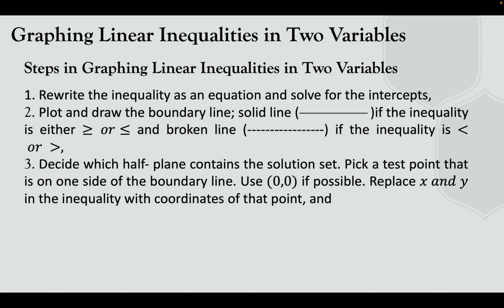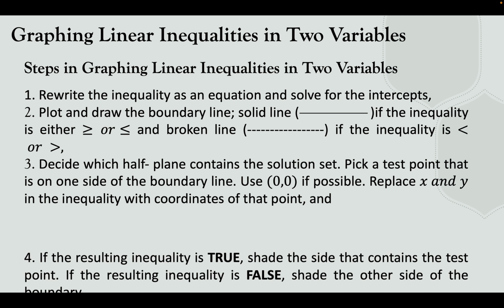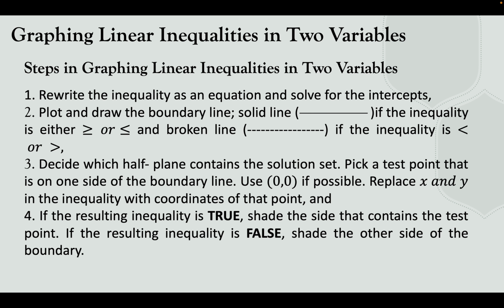Okay, step number three, we need to decide which half plane contains the solution set. Pick a test point that is on one side of the boundary line. You can use 0, 0 or the origin if possible, and then replace x and y in the inequality with coordinates of that point. If the resulting inequality is true, shade the side that contains the test point. If the resulting inequality is false, shade the other side of the boundary.